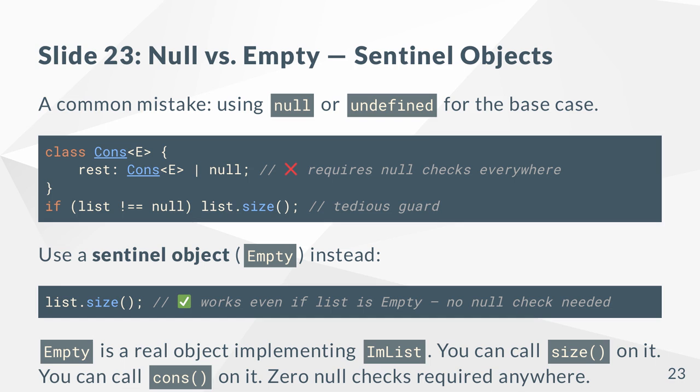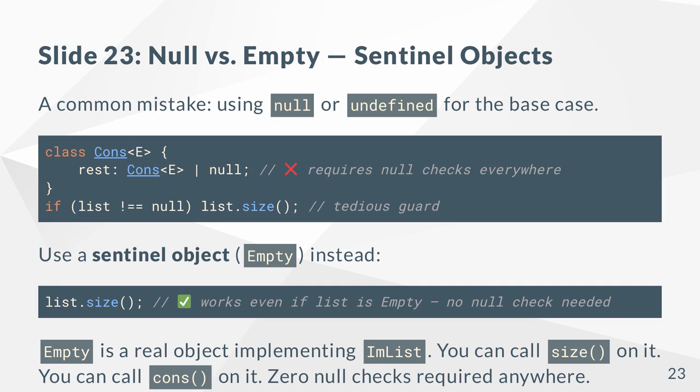A common mistake is using null or undefined for the base case of a recursive type. If you represent the empty list as null, every method call requires a null check before proceeding. If list is not null, then list.size. These guards clutter every piece of code that uses the type.